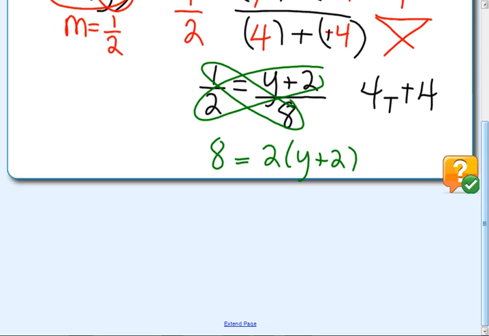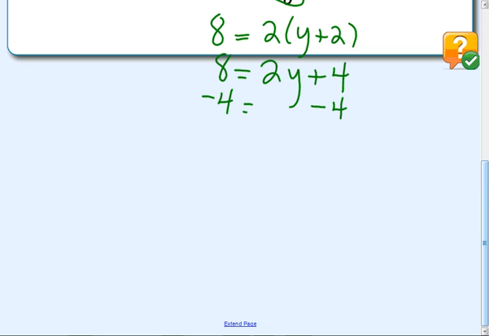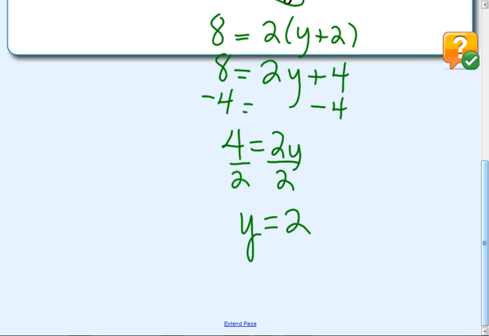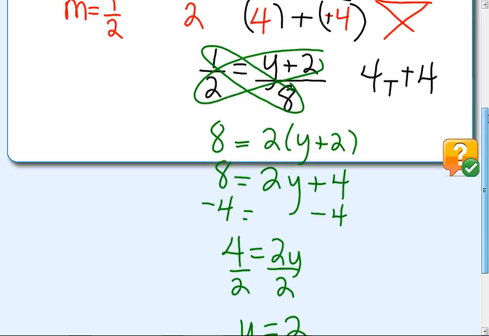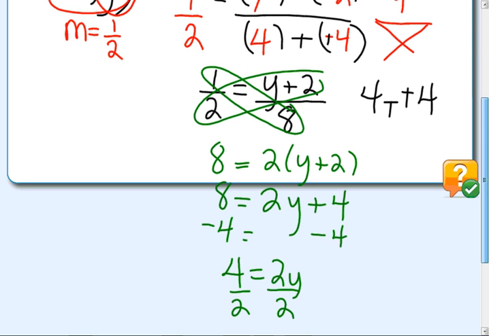You're right. You could do it that way, Cole. But we know how to do this? 8 equals 2y plus 4. And then we'll subtract 4. This is 4 equals 2y. Oh, yeah, you're right. Y equals 2. But now these are nice numbers. We usually give you nice numbers, but you do need to get this process of cross multiplying.